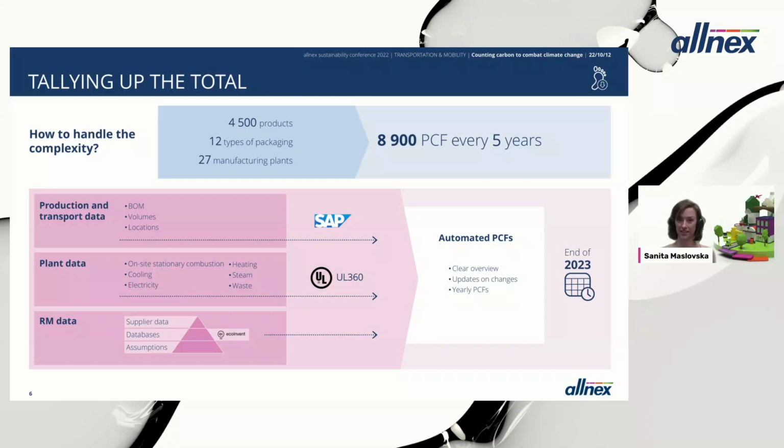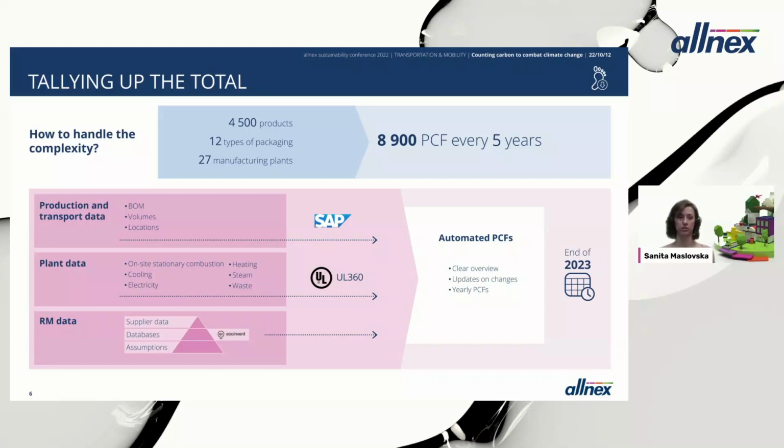And if we would like to calculate that every 5 years, which is the generally accepted validity period for a carbon footprint, we would need a small army of people to do that. So, of course, automation is, I think, inevitable here. And this is exactly what we're doing. We are in the pilot stage with a company that provides just such a tool. What this tool does, it takes information from different systems that allnex uses, and that would be production and transport data from our ERP system, SAP.